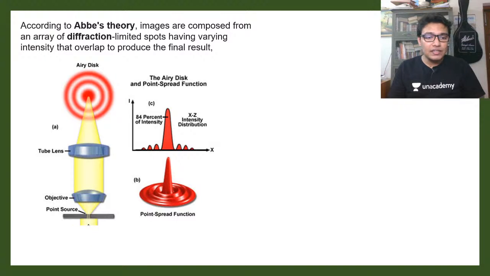So if we try to understand that, this is your object which is placed on your slide in this location. So maybe this is your cell and light passes through this cell, and through this objective it is focused towards the back focal length of the objective. So this is known as the back focal length of the objective, okay? This is the back focus of the objective, right? So this is the front focus and this is the back focus.